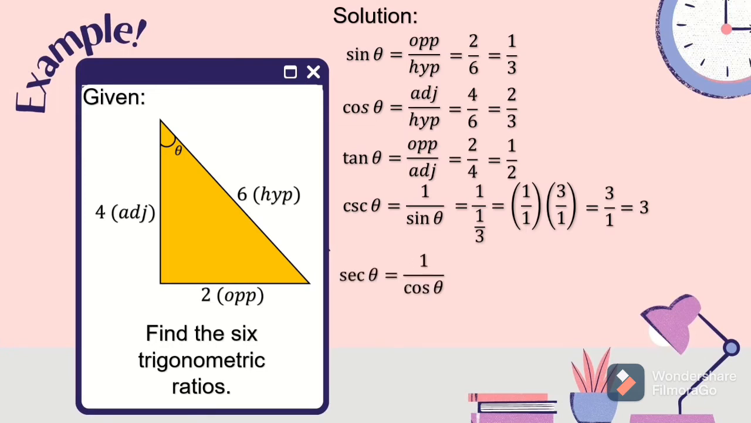For secant theta, that is 1 over cosine theta. Our cosine theta is 2/3. So that will be 1 over 2/3. And that is also equal to 1 over 1 multiplied by 3 over 2. 1 times 3 is 3.